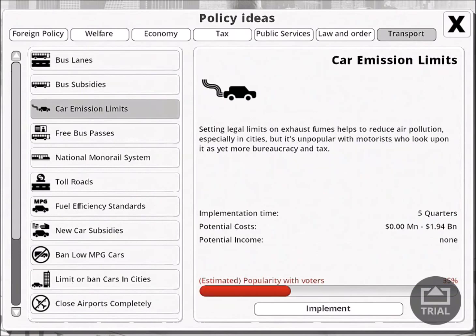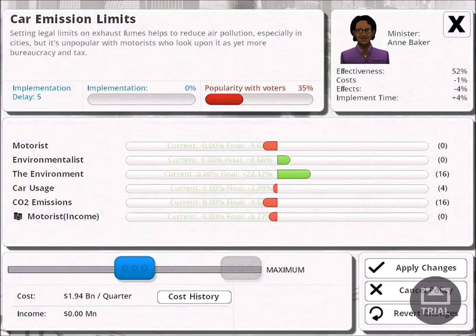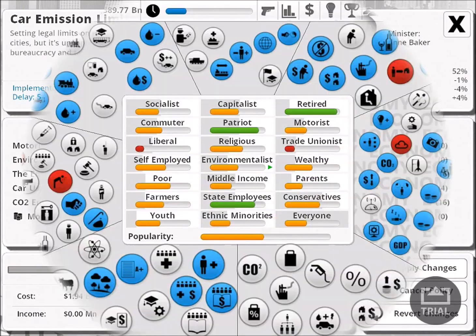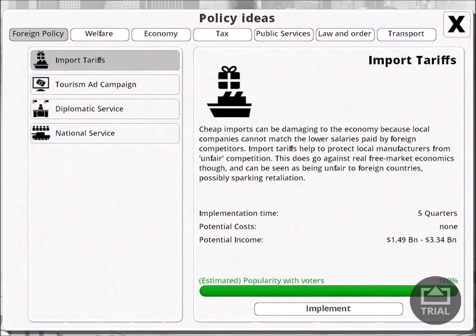Car emission limits basically says, hey, car manufacturers, try to make it so you can't just put an excess amount of, I can't think of the word, my goodness, exhaust in the air. I'm pretty sure it even said that in the policy. I don't even know what I'm talking about.